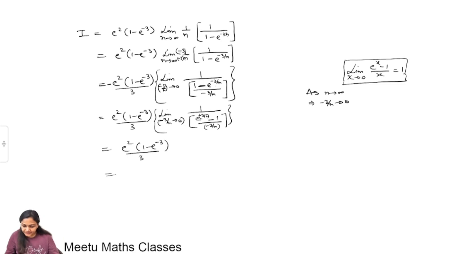Now this can be written as 1 upon e raised to power 3, and finally you will get (e raised to power 3 minus 1) upon 3e, and this is your final answer.